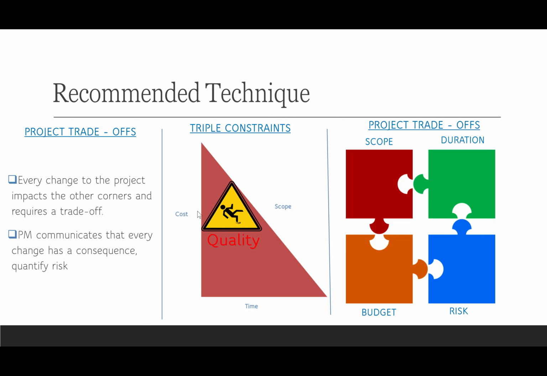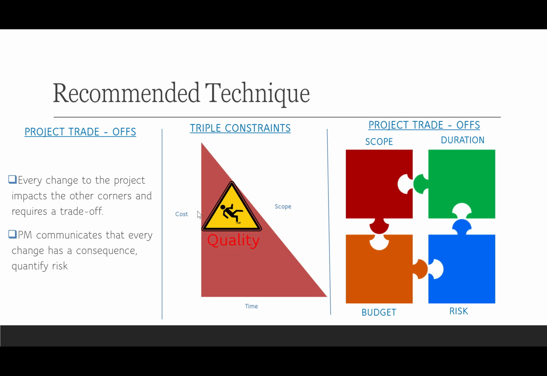Okay, so let's look at the technique that I recommended for handling requests for change. The technique is called four-corner trade-offs, or project trade-offs. Now, if you've been in project management for quite some time, you should be familiar with what's called the triple constraints, also known as the project management triangle. Those triple constraints are your cost, your scope, and your time.